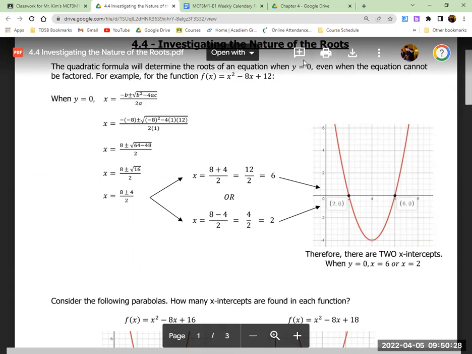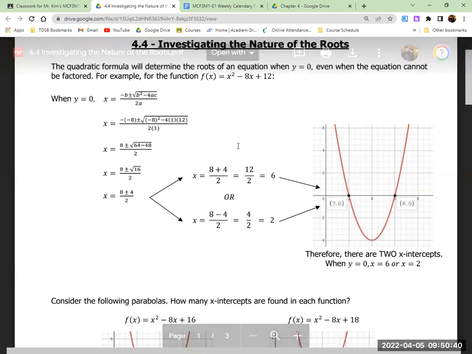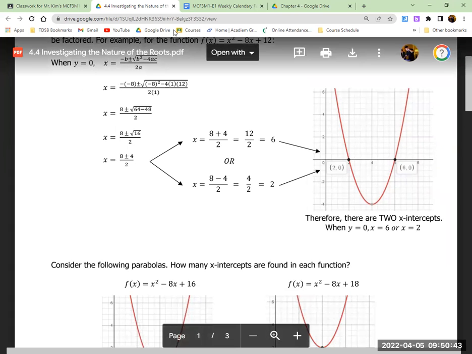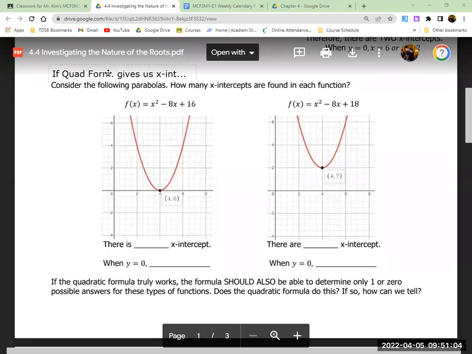Of course, if the y value didn't happen to be 0, we can rearrange it, and so on and so forth. But for now, this is it. Consider this: if the quadratic formula gives us x-intercepts, consider these graphs on the bottom. I'll do it in red, so it's nice and in your face.